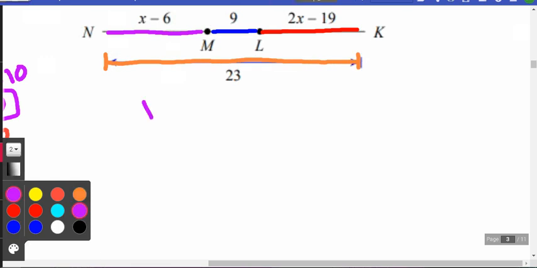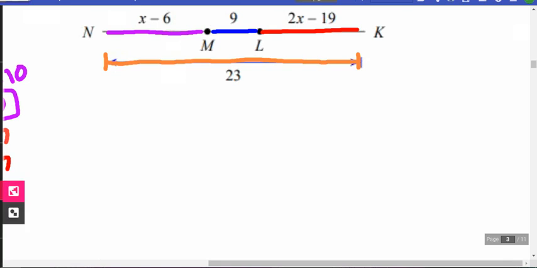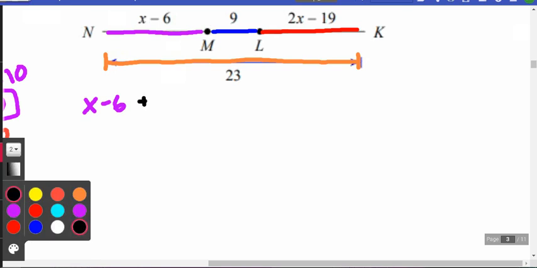So let's take x minus 6, plus ML, which is 9, plus 2x minus 19. When we add the lengths of these segments together, it should result in 23.